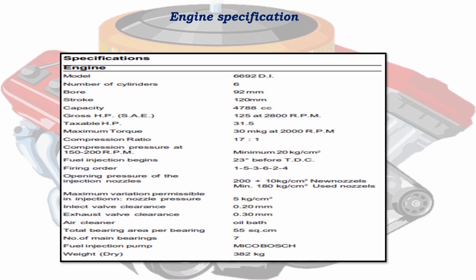Engine specification. Have a look at the picture given below for a better understanding of engine specifications.